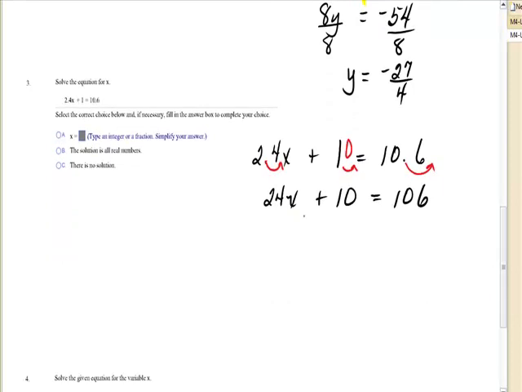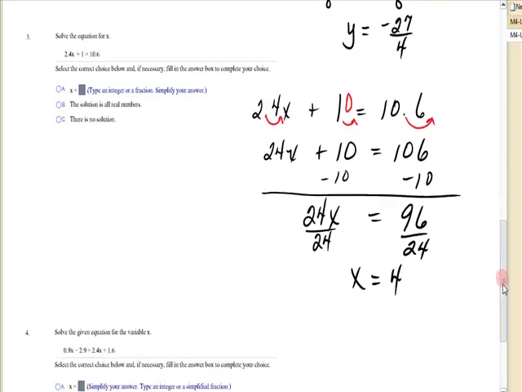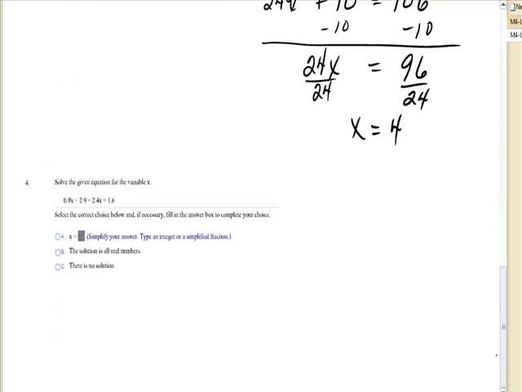I thought this was the last problem and I just saw another one. Subtract 10 from both sides. I have 24x is equal to 96. And it is divisible by 24, so when I divide 24 into it, I get x is 4. All right, sorry. Now the last one.